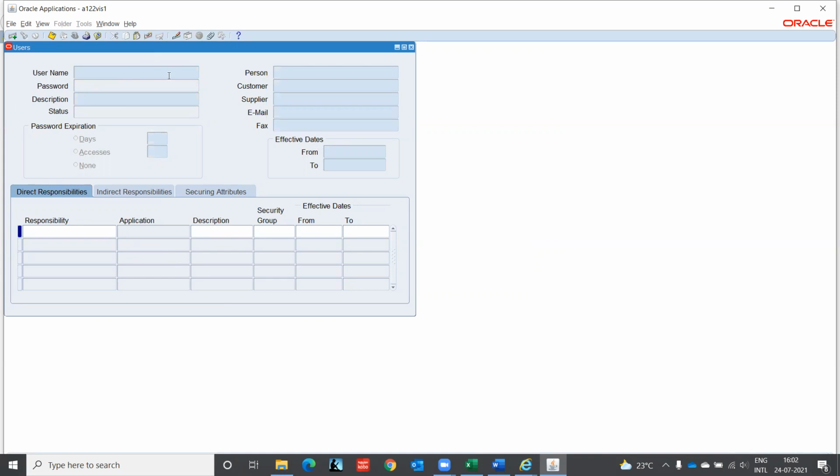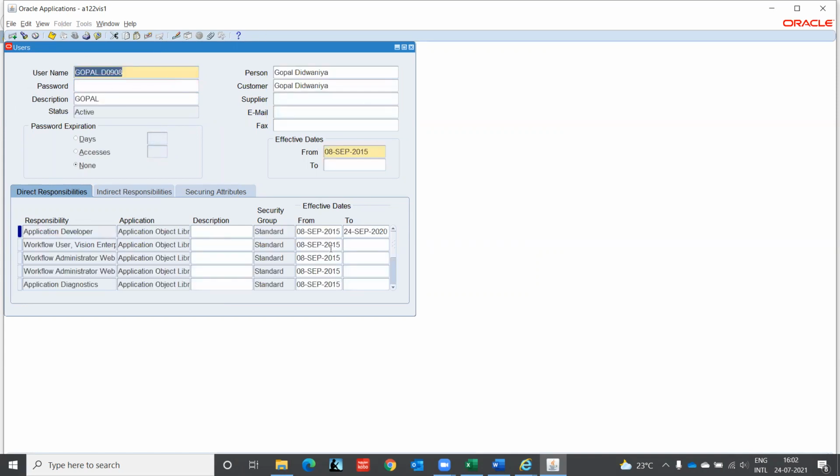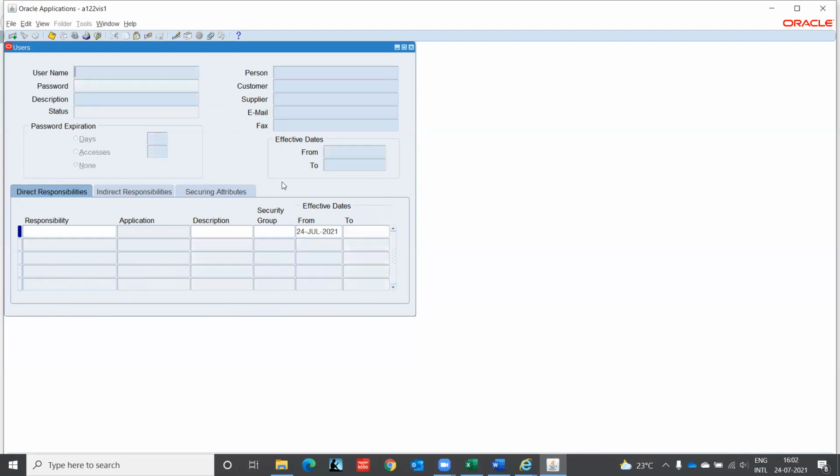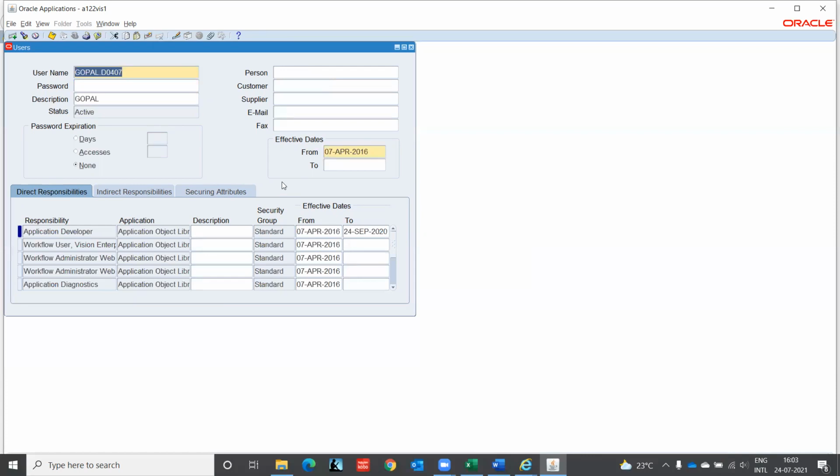In the inquiry mode, if I know my user ID, I can simply enter my user ID and press Control F11. It gives me my details. Suppose I don't know my user ID, but I know it starts with Gopal. I enter Gopal, press percentage, then Control F11. It gives me details of all the user IDs available with Gopal. 1, 2, 3, 4, 5, 6, 7, 8, 9, 10. So total 10 names start with Gopal. I have different user IDs available.